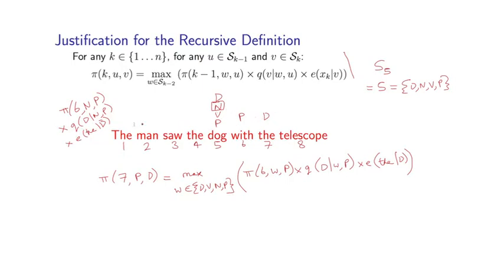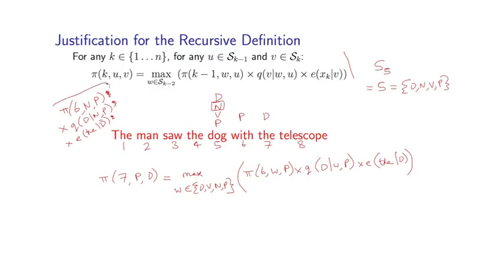Why is that? Well, the highest scoring tag sequence ending in NPD at positions 5, 6, 7 has to include the highest scoring tag sequence ending in N and P at positions 5 and 6. That's what this probability is. And then we multiply in the trigram parameter Q and the emission parameter E to take into account the probability for this tag and this emission probability.